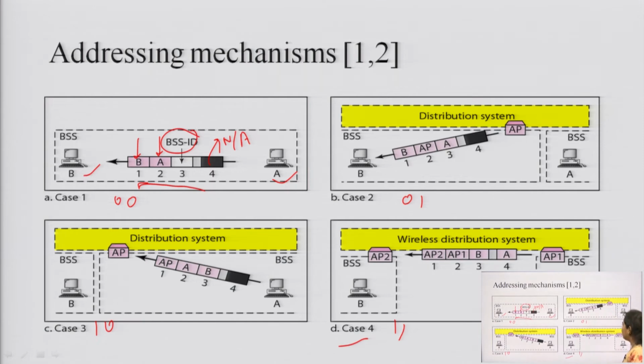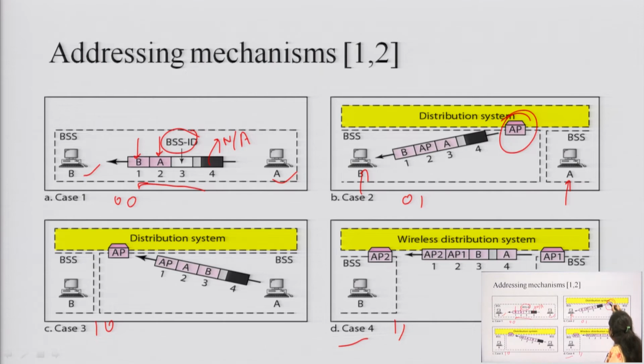Case 2 is 01. In this case, the frame is again transmitted using this access point. This is a BSS, meaning one computer is present in one BSS and another computer is present in another BSS, that is the basic service set. This computer A is present over here, and this is present in B.